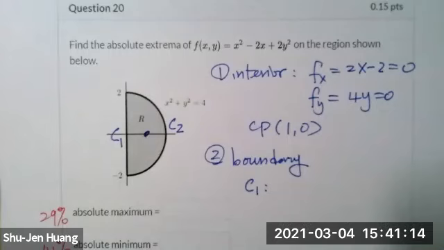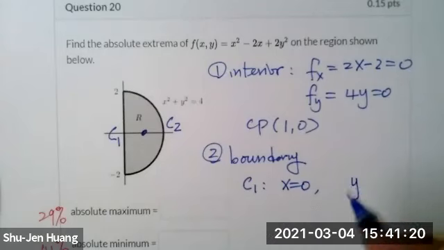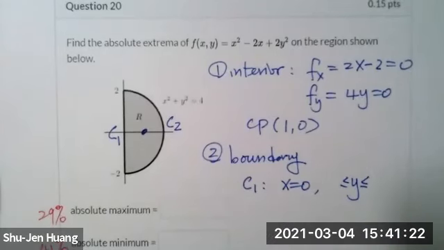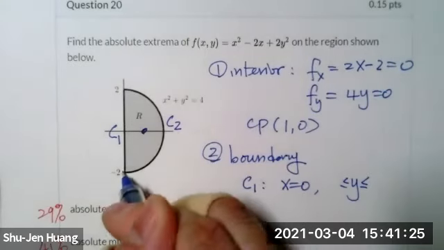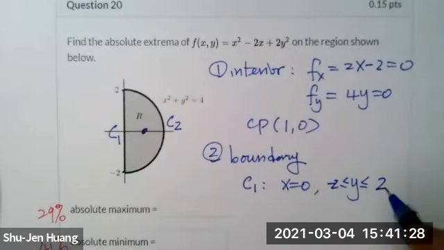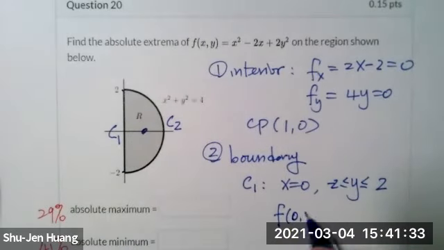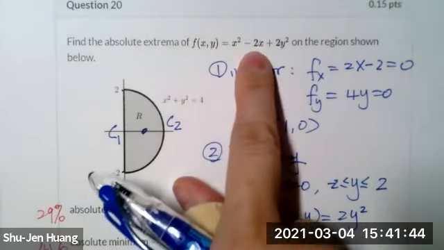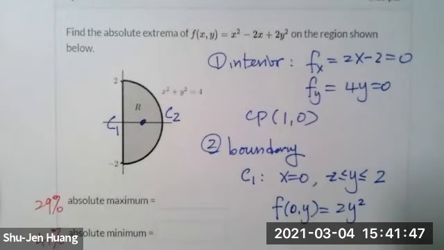For C1, the x value is always equal to 0, right? And can you tell me the bounds for y? It's from -2 to 2. Okay, now on the boundary, I'm going to replace x with 0 here. So the function can be written as 2y squared. When you're plugging x equals 0, you get 2y squared. So you can find the derivative, which gives us the critical point y equals 0.